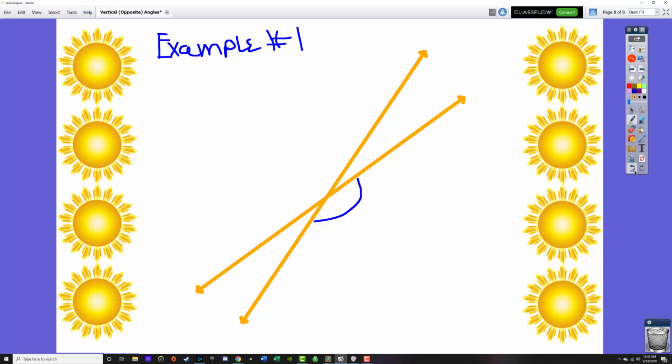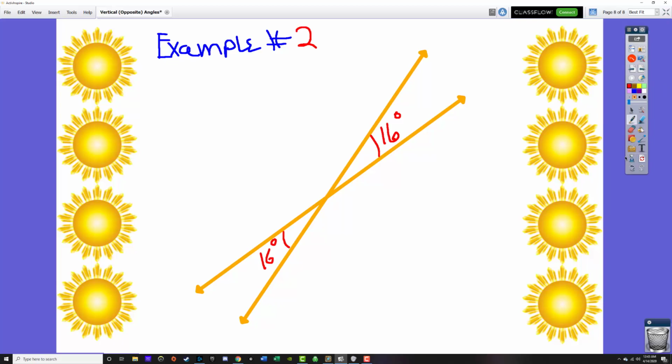Let's go back, and we'll do example 2. If I tell you that this angle here is equal to 16 degrees, what does that tell you about angle M? Well, it means that it is also equal to exactly 16 degrees.